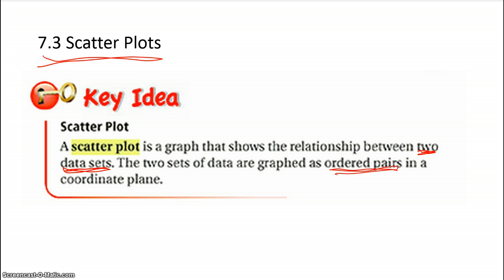Why are scatter plots useful to us? What did you do yesterday with your scatter plot? How did you use it to solve the Jolly Rancher case? So scatter plots are really good for making predictions.